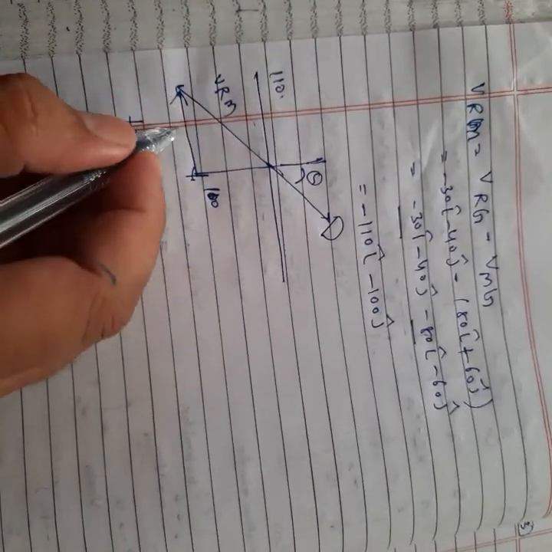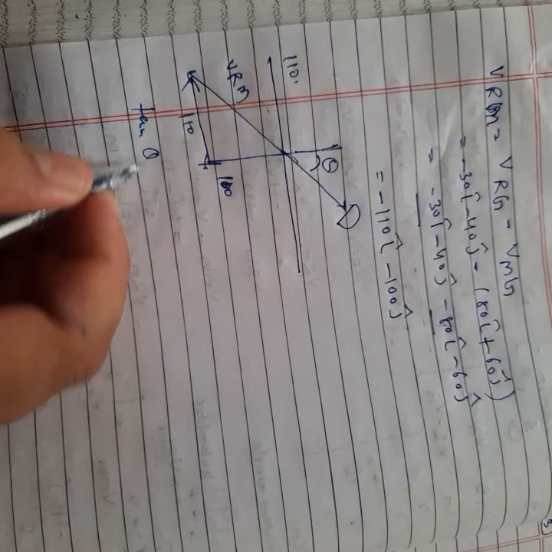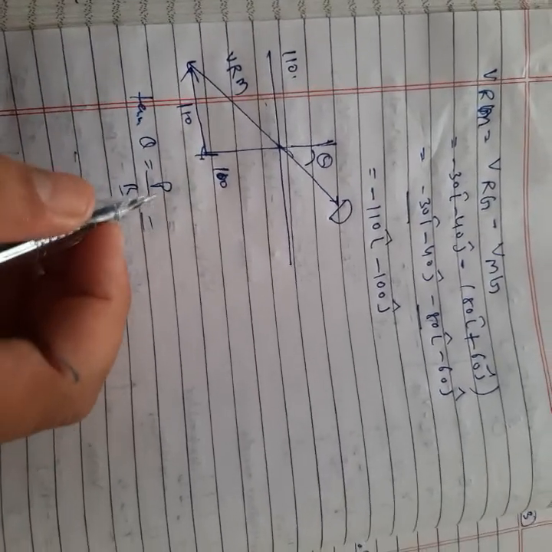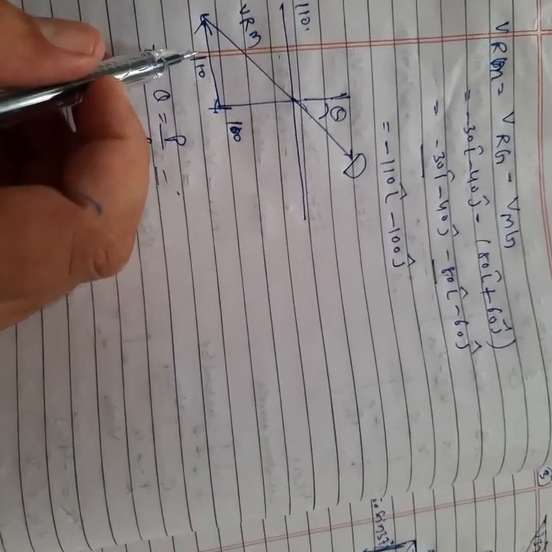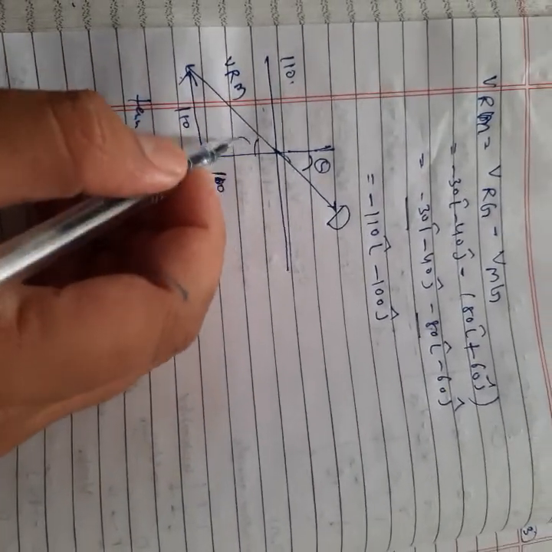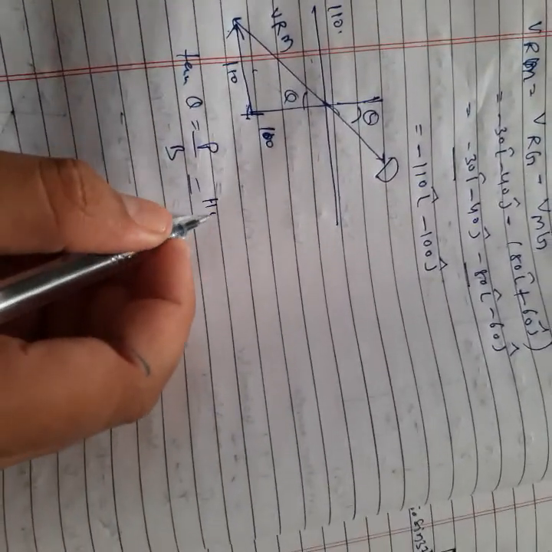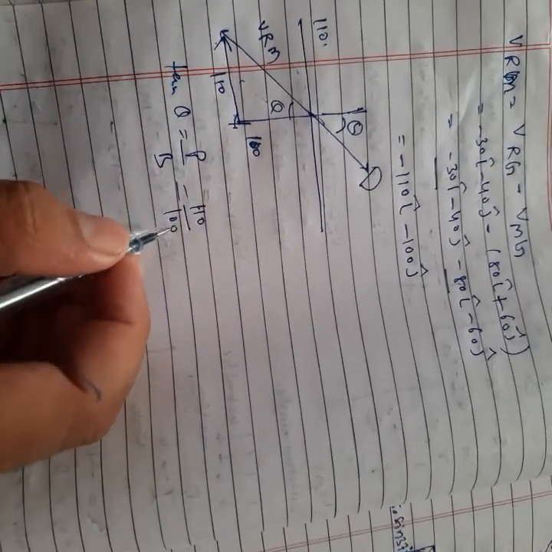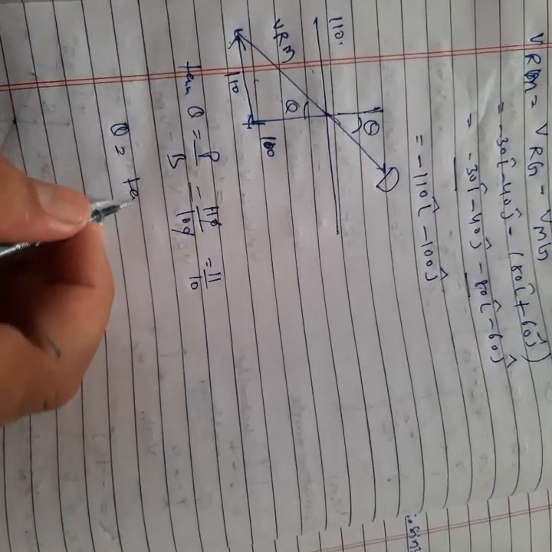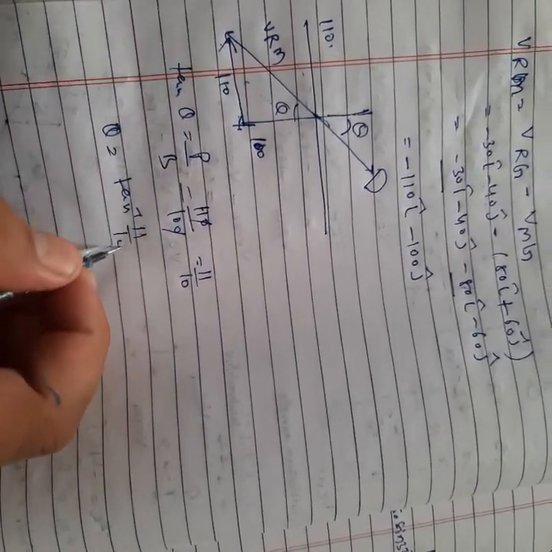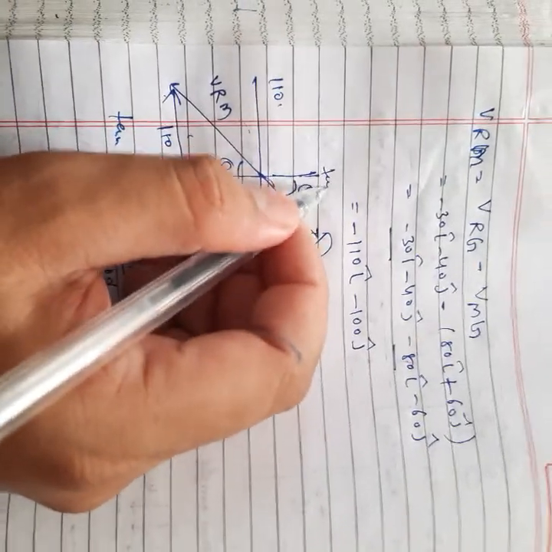This will be what? 110. So tangent theta is equal to what? Perpendicular upon base. Perpendicular is equal to how much? Tell me students now, perpendicular how much? If this angle is theta, so this is perpendicular 110, and this is base 100. So we will get 11 by 10. So we can say theta is equal to tangent inverse 11 by 10. So we can say this angle is equal to tangent inverse 11 by 10.